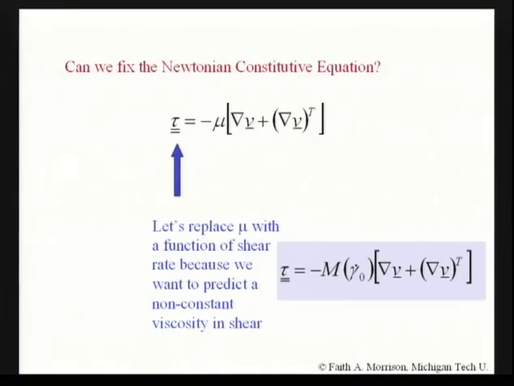So we need to take this constitutive equation and change it. And that's what we're up to in this class. And because we saw that when we put this equation into shear flow, whatever was out front turned into the viscosity prediction, we could try to fix it by putting something out front that varies with shear rate.